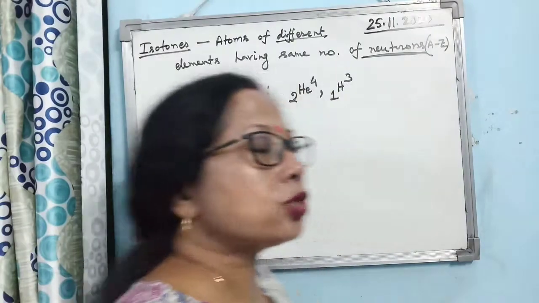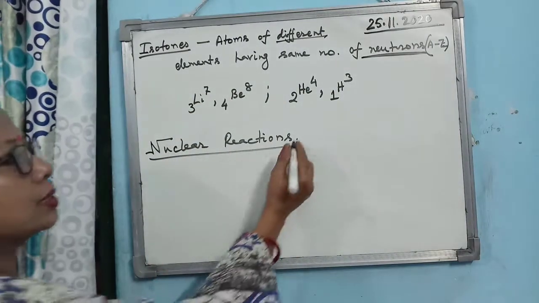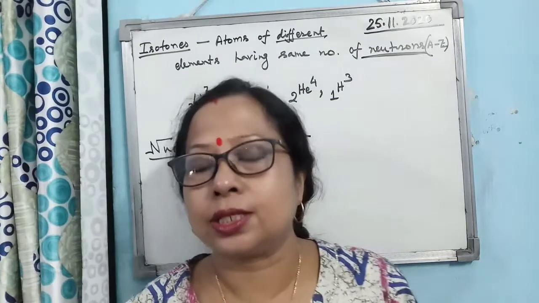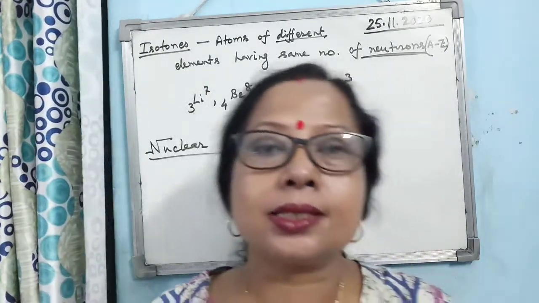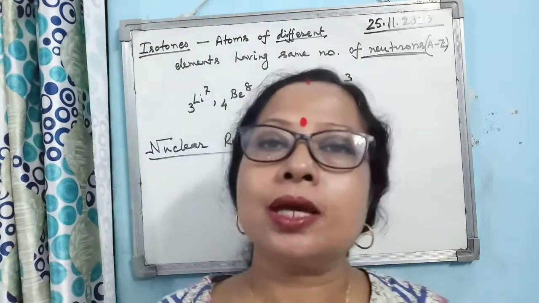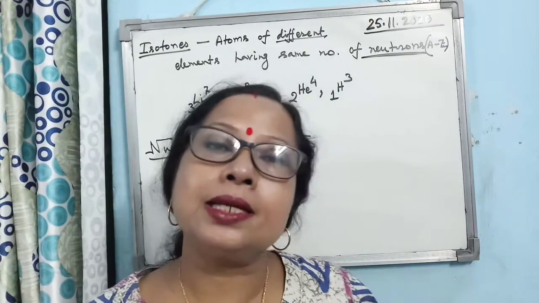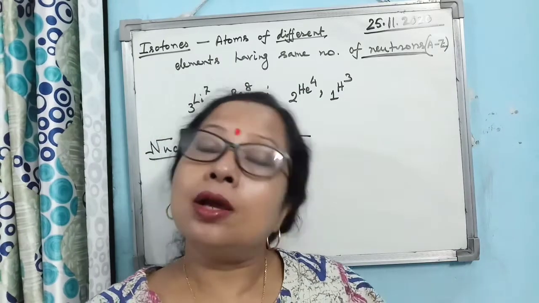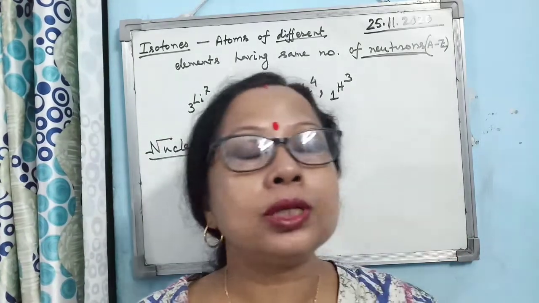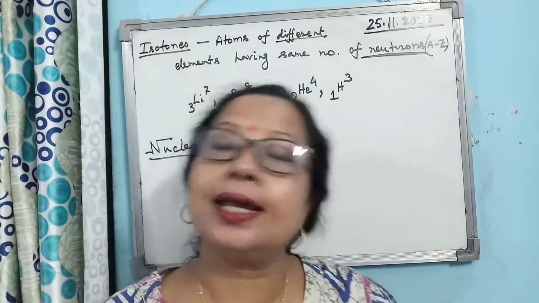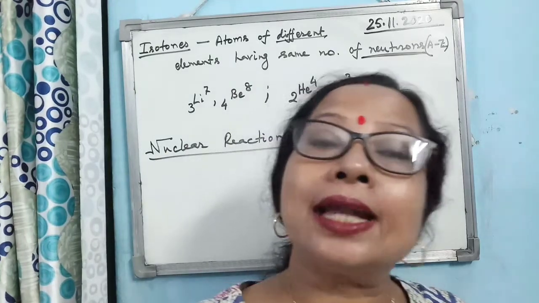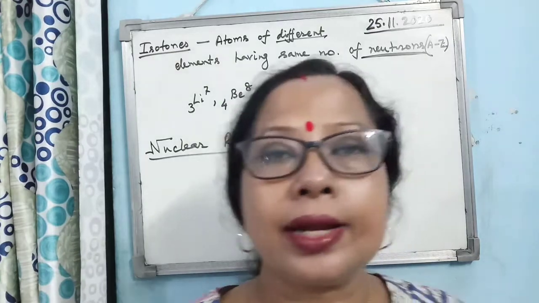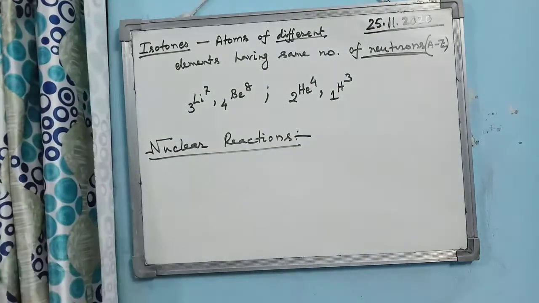Okay. The next one is nuclear reactions. In nuclear reactions, how can you balance a nuclear reaction? Already I taught you in 10th standard. I am just repeating the same concept: in balancing a nuclear reaction, remember that the total mass number of the products and the total mass number of the reactants should be the same. The total atomic number of the products and the total atomic number of the reactants will be the same.